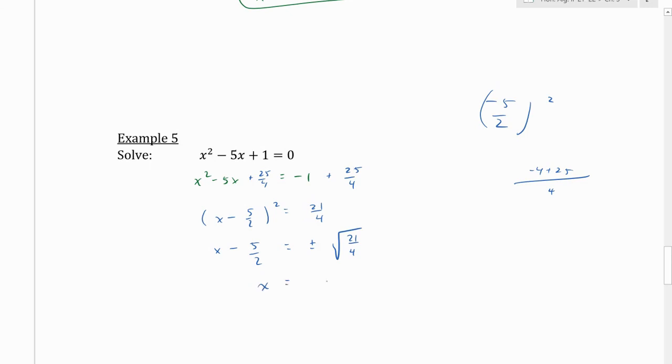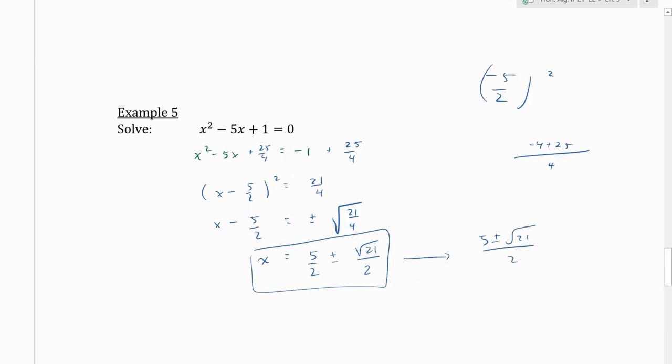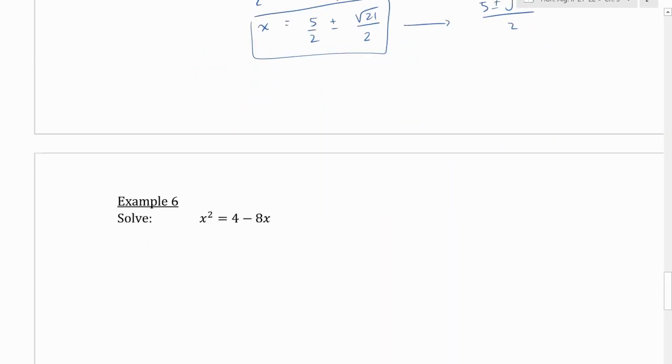So if I bring the 5/2 back to this side, square root of 21, don't know. Square root of 4, I do. And this you might see written as one big fraction, which is fine because none of them are imaginary, so you're good.